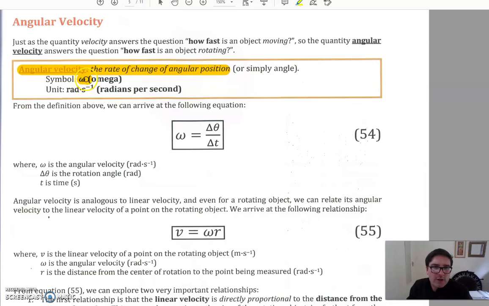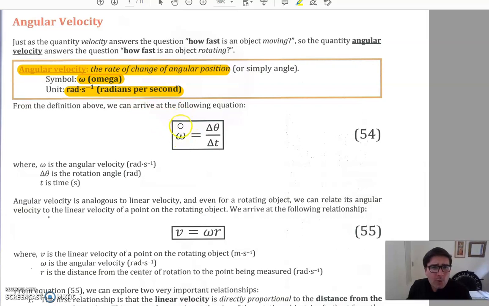Now, the symbol we're going to use is the lowercase omega sign, and it will be in radians per second. Now, just a comment on radians, which I haven't made yet. Radians is a dimensionless quantity. So in other words, we indicate that it's so many radians, but it's just like 2 pi. So it doesn't really have a unit that is attached to it.